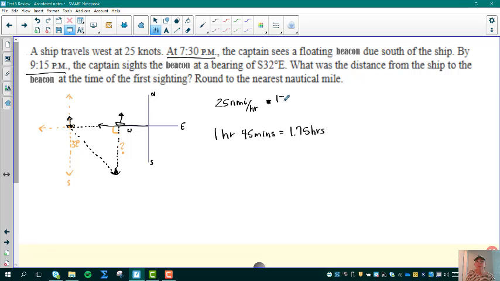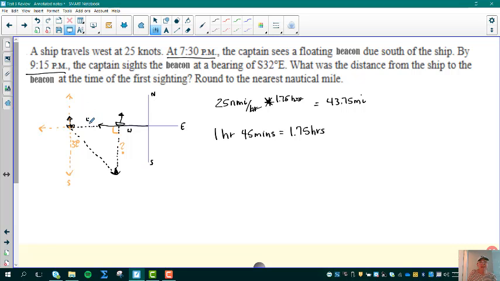So if we're going 25 nautical miles per hour for 1.75 hours, we can multiply by 1.75 hours. Hours are dividing out, and that's going to leave us with nautical miles. So 25 times 1.75 is 43.75 miles. So that's going from here to here, because that's the first sighting, and then that amount of time transpired to here.